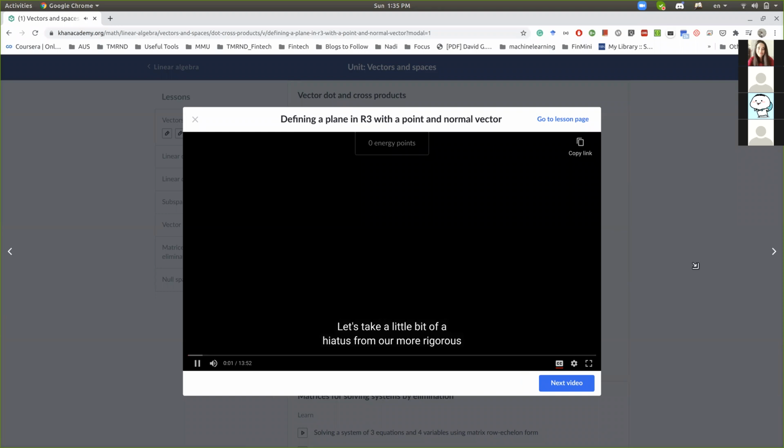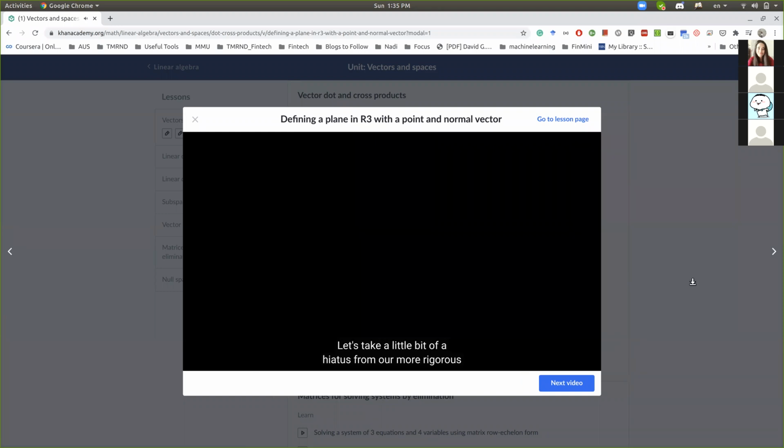Let's take a little bit of a hiatus from our more rigorous math where we're building the mathematics of vector algebra and just think a little bit about something that you'll probably encounter if you have to write a three-dimensional computer program, have to do any mathematics dealing with three dimensions.